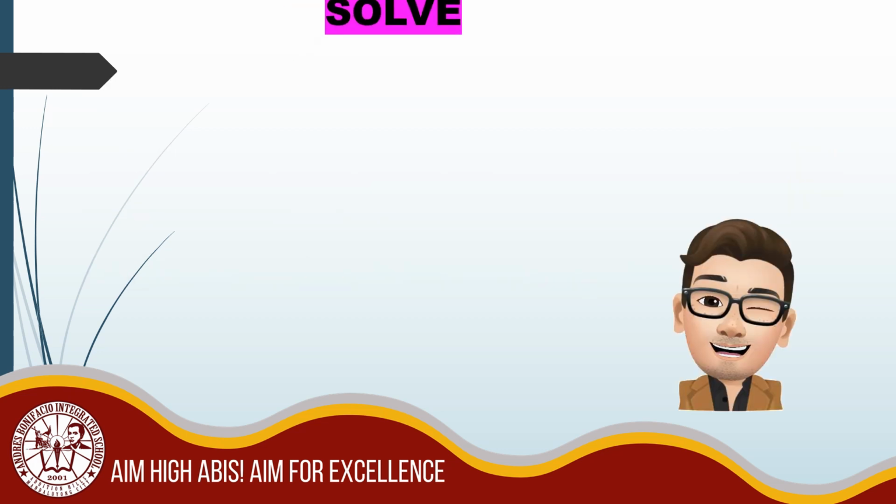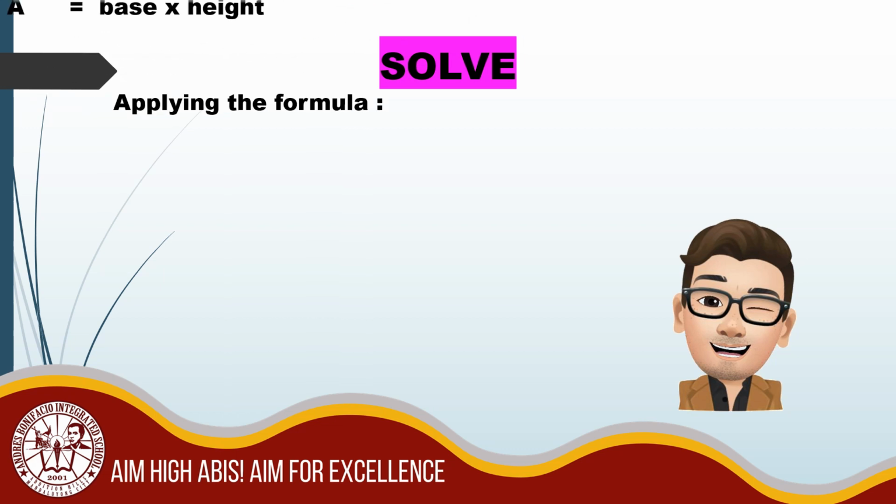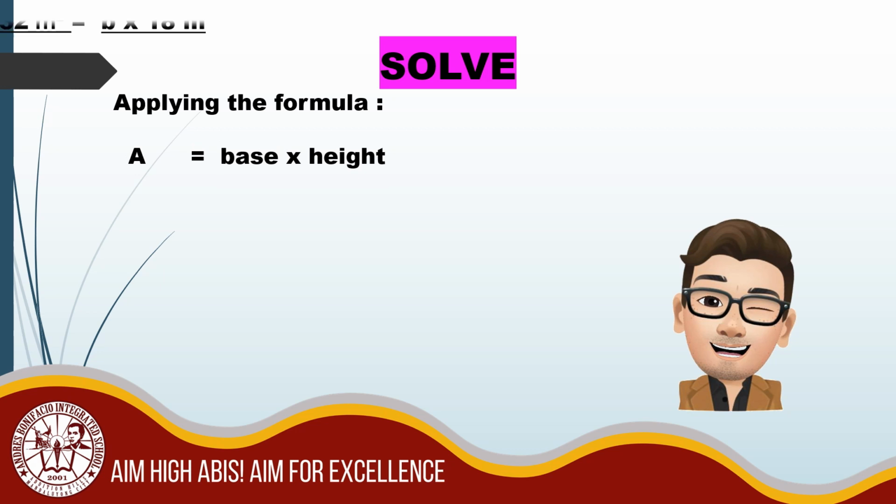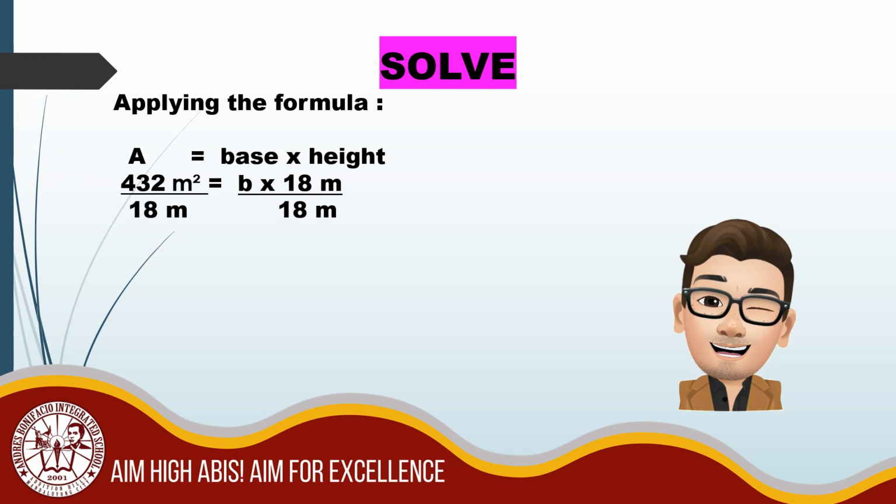In our solution, we have to apply the formula area equals base times the height. And then we will try to substitute it. 3, 2, 1. Area is 432 square meters equals base is missing times the height, which is 18 meters. Then, i-divide natin both sides by 18 meters. So we have 18, and then we'll try to cancel 18 meters. So ang maiiwan na lang dyan ay 432 square meters divided by 18 meters equals the base.